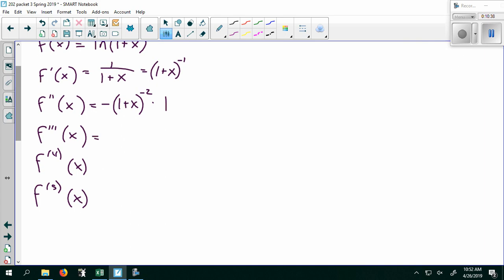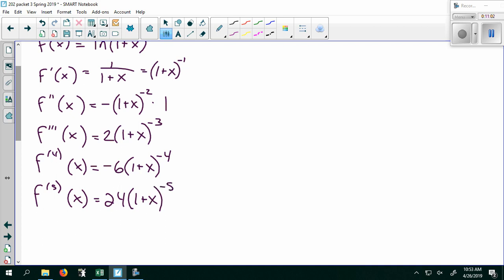Okay, so now this is just the power rule over and over again. So I'm going to bring the negative 2 down. Negative 2 times negative 1 is 2. Copy the stuff, reduce the exponent by 1. Negative 3 times 2 is negative 6 times 1 plus x to the negative 4. Bring down the negative 4 and you get 24 times 1 plus x to the negative 5.